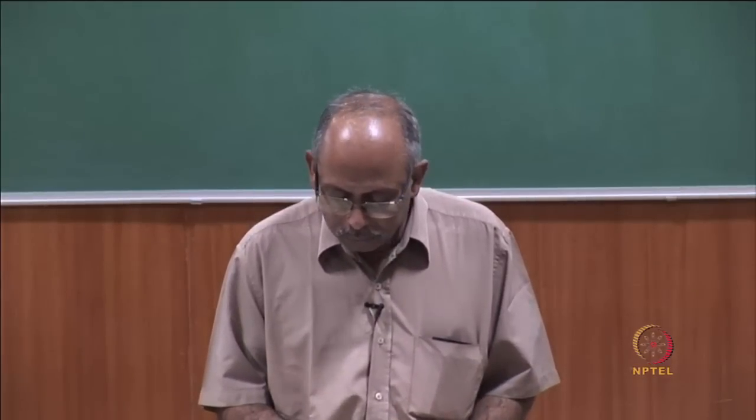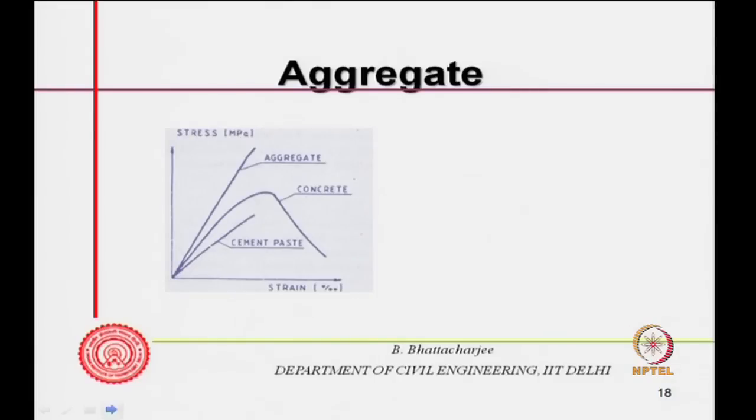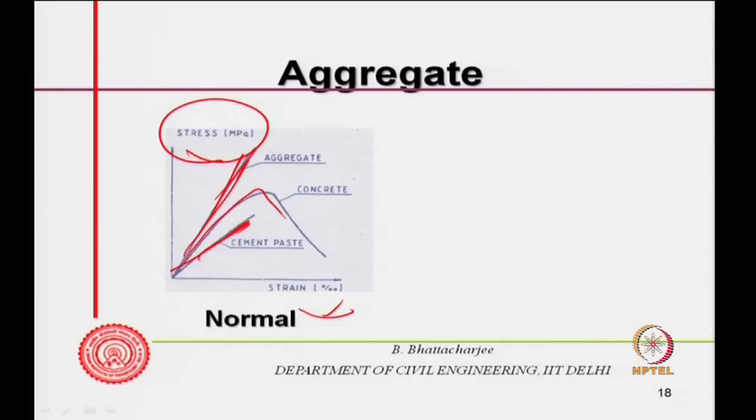You see, basically in normal strength concrete, if I look at the stress strain diagram, stress in MPa, strain here, cement paste is like this. Aggregate, both are brittle anyway, aggregate will be somewhere up there. So, the basic overall stress strain diagram of the concrete will be somewhere in between. So, aggregates are natural systems, they have their own strength, and that is usually higher. We rarely realize this.